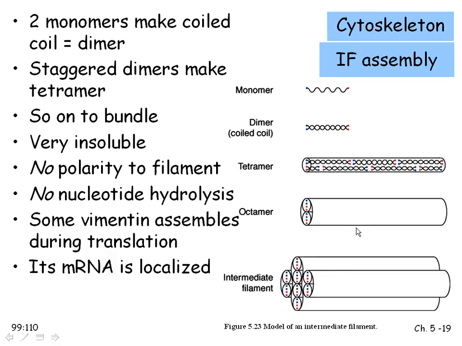Number two, they're very insoluble. All of the intermediate filaments are insoluble to a considerable degree. Some of them are horribly insoluble. There are no nucleotides bound, and so there's no nucleotide hydrolysis. It's been shown that for one of the intermediate filaments called vimentin, some of that vimentin actually starts making filaments as it's being translated, which might make sense when you think of how very insoluble these proteins are. And as you might think, for something that's assembling during translation, its messenger RNA is also organized into a location that's good for where they want the filaments to be.